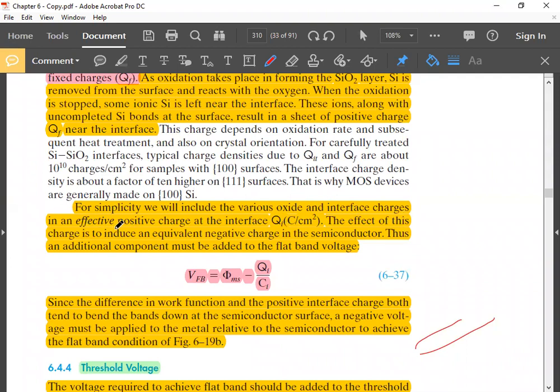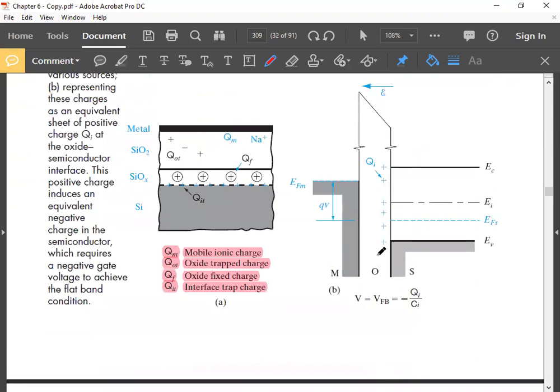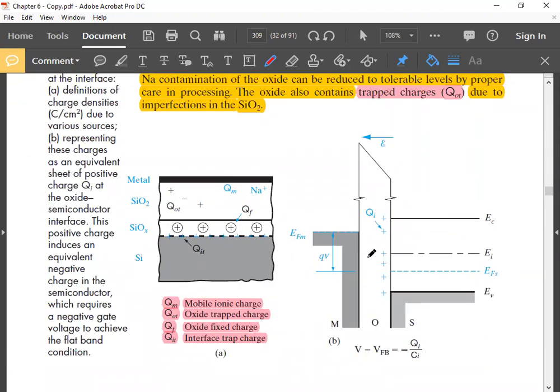The effect of this charge is to induce an equivalent negative charge in the semiconductor. Thus, an additional component must be added to the flat band voltage. So, QI amount of charge is here, which is a combination of these four charges. And there is positive charge. So, positive charge here will induce negative charge here, right?